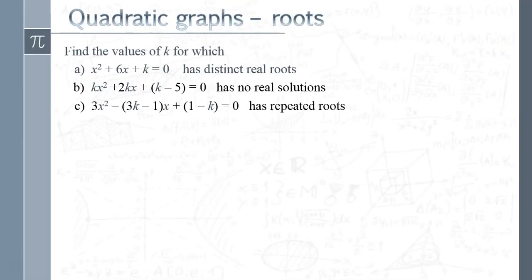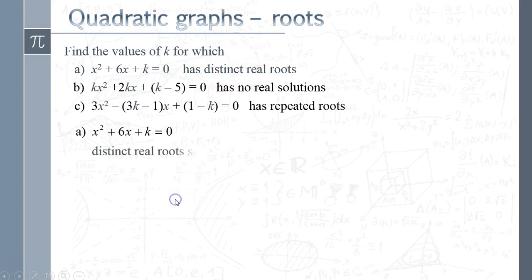On we go. Now, you see these kind of questions quite frequently appearing on exam papers. So it says, find the values of k for which each equation has a certain number of roots. So here we go with the first one. So we've got x squared plus 6x plus k equals 0. So that k there just represents a number. And we'll say, okay, well, what would that number be in order to have distinct real roots? Well, that means that b squared minus 4ac has got to be bigger than 0.